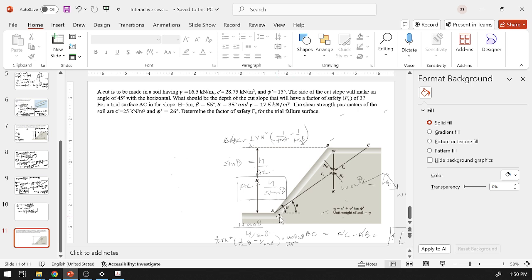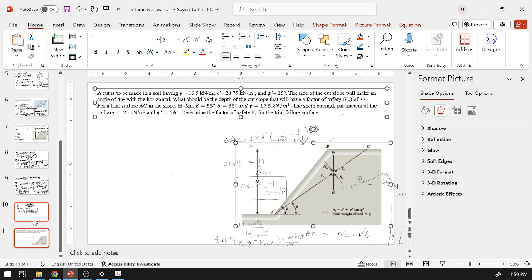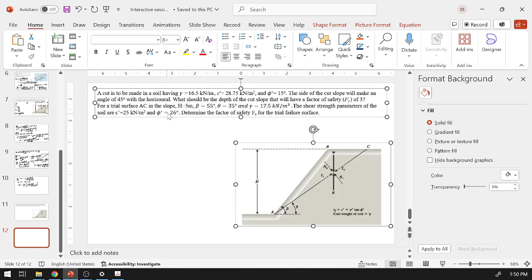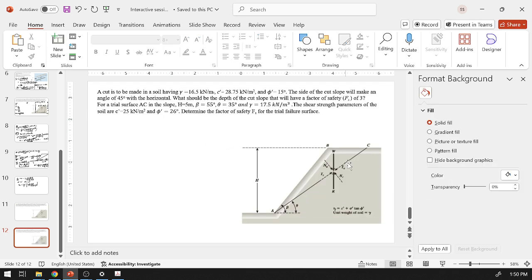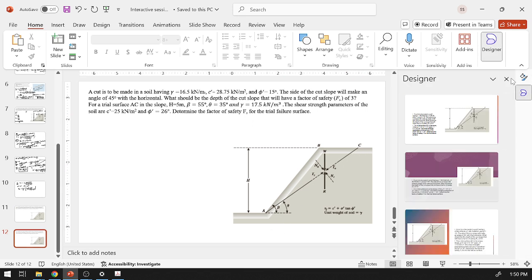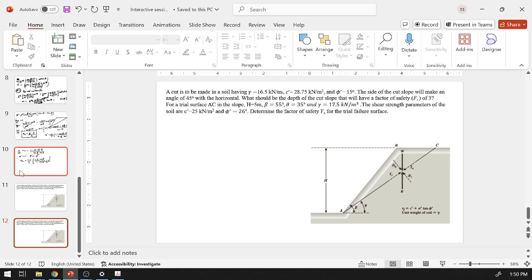So we have been given a trial surface AC, and we have to determine the factor of safety for this trial surface. Let's try to do that.